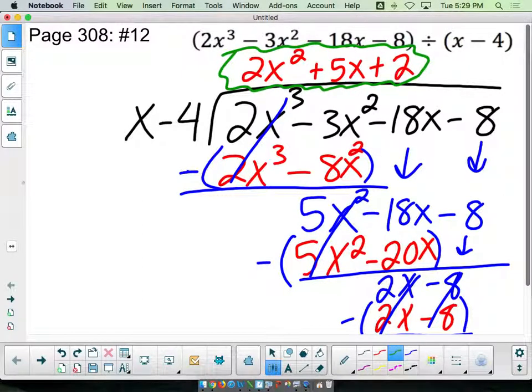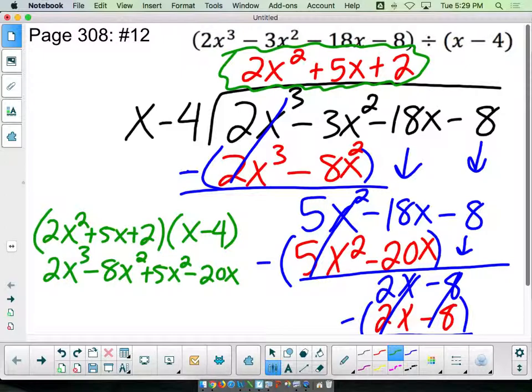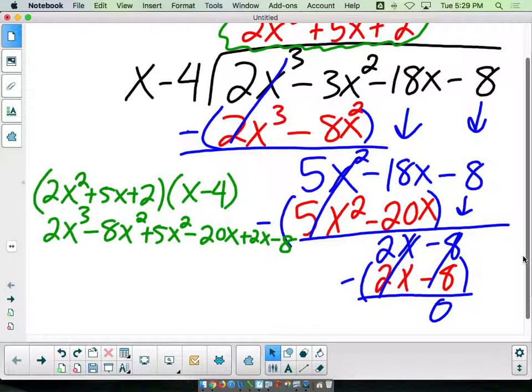Again, if you wanted to check your work, you could take 2x squared plus 5x plus 2 and multiply it with x minus 4. Okay, I'm going to do it just for the sake of doing it. If you don't want to check your work, then go ahead and skip this part. Minus 8x squared plus 5x squared minus 20x plus 2x minus 8 is what I get if I multiply green with green.